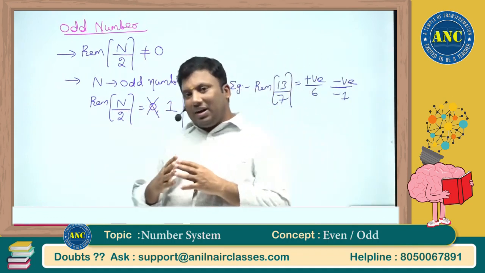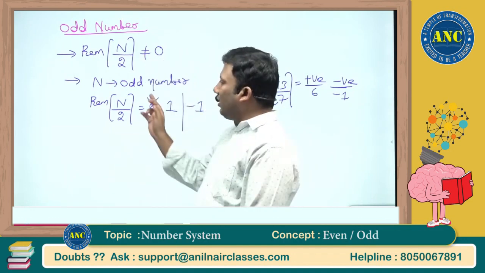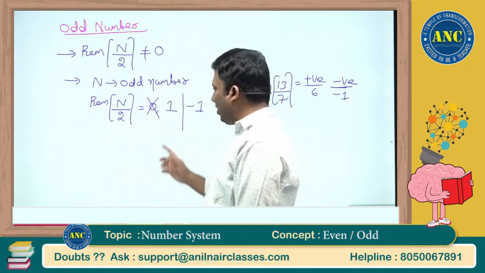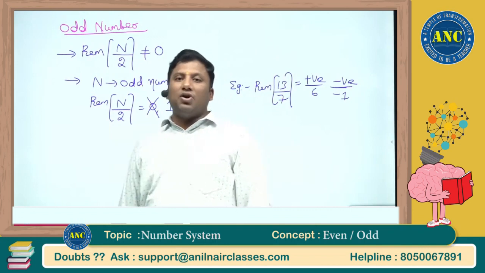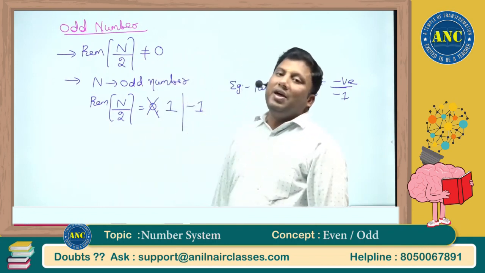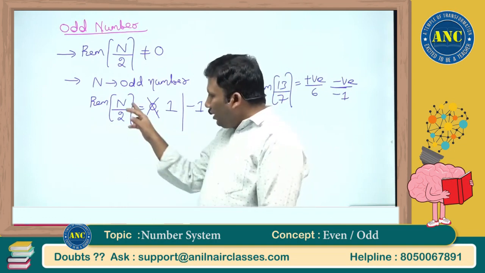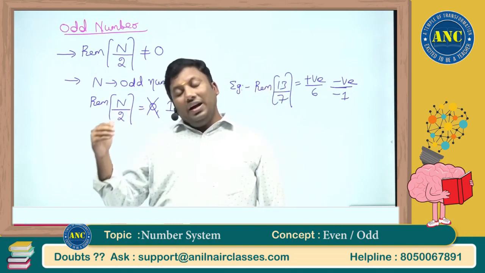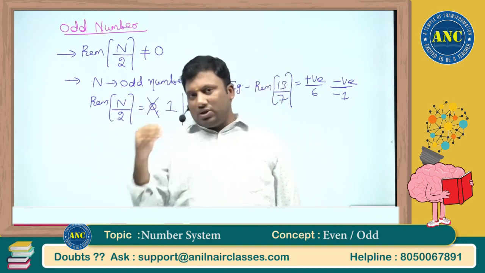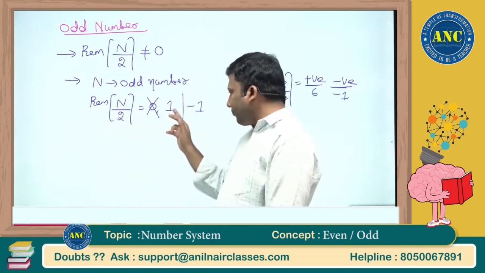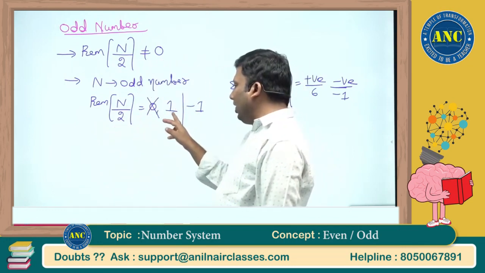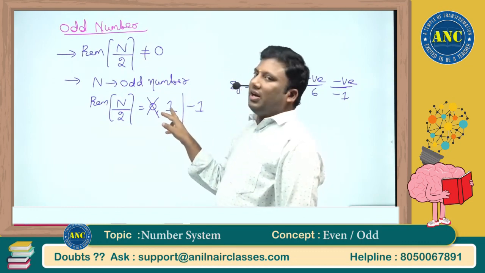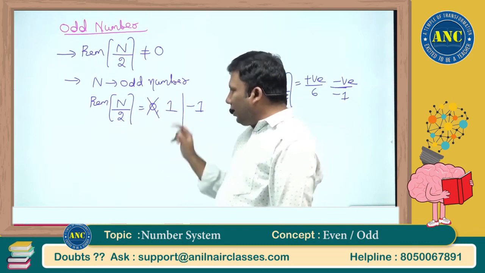That is the reason it is written in our textbook that an odd number will be of the form either 2k plus 1 or 2k minus 1. 2k plus 1 when 1 is the positive remainder, and 2k minus 1 when minus 1 is the negative remainder. When you divide a number by 2, you will get the remainders 0 and 1. It cannot give 0, because if it gives 0, then it is an even number. So it gives a remainder 1, and the negative remainder will be minus 1.